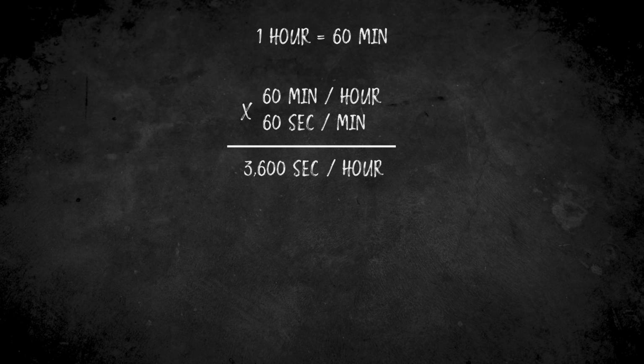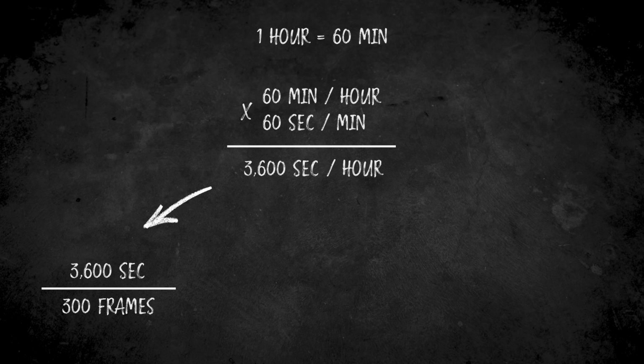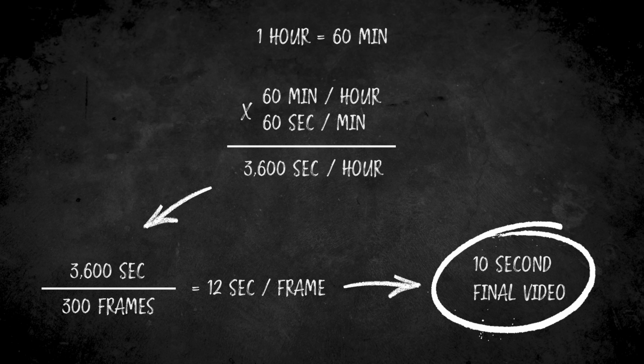A full hour on the mountain shooting sunset will be 60 minutes, times 60 seconds per minute is 3,600 seconds. You take this 3,600 seconds and you divide it by 300 frames, which is our target goal for a 10-second video. This means that a 12-second interval will give us exactly a 10-second time lapse. Now, as mentioned, you can always speed up time lapses later, but you can never slow them down beyond a certain frame rate without them starting to look jumpy.